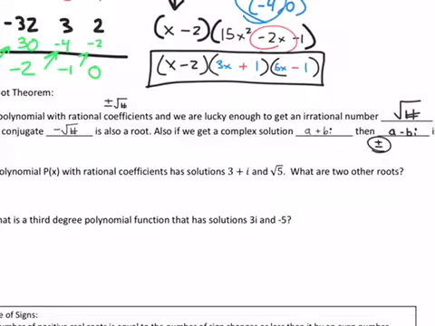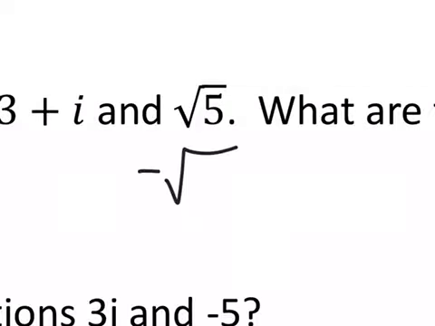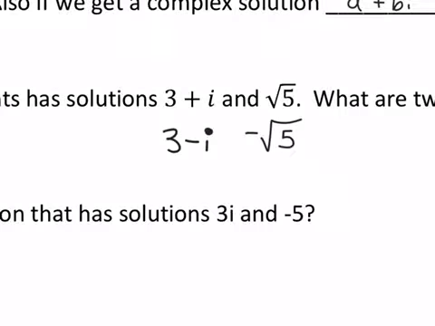Polynomial. They don't tell us what the polynomial is, but they tell us it has solutions of 3 plus i and square root of 5. It wants to know what its other 2 solutions are. Well, if square root of 5 is one, then negative square root of 5 also has to be one. And if 3 plus i is one, then 3 minus i has to be one. Okay? And that's all it is. Right? So this is actually pretty easy. And they come in pairs, all because of that plus minus symbol, which comes about any time we're taking a square root.